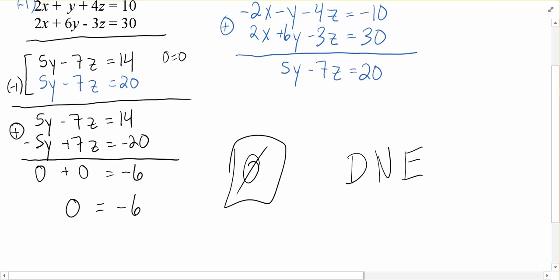But if we got something like 0 equals 0 and 0 equals 0 there, then we know that that's going to be infinitely many solutions.